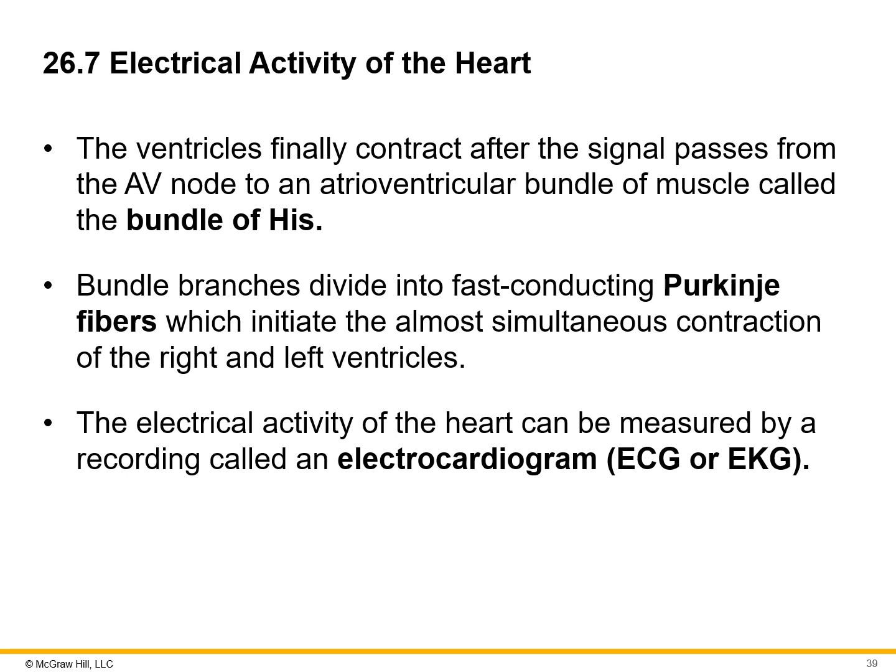So that electrical activity of the heart: the ventricles finally contract after the signal passes through that AV node. So again, it starts in the SA and then goes to the AV, into the atrioventricular bundle, and that's called the bundle of His. And then these bundle branches divide into the Purkinje fibers, which initiate almost simultaneous contraction of the right and left ventricles. And then that electrical activity can actually be measured. That's what you see on an ECG or an EKG, which is the electrocardiogram.